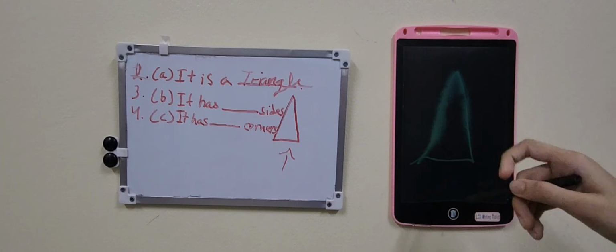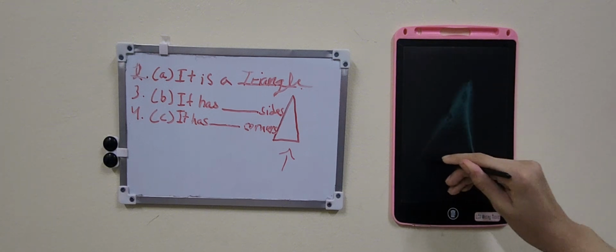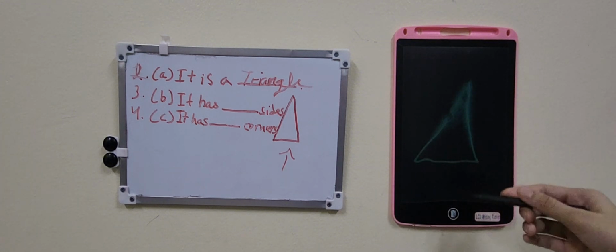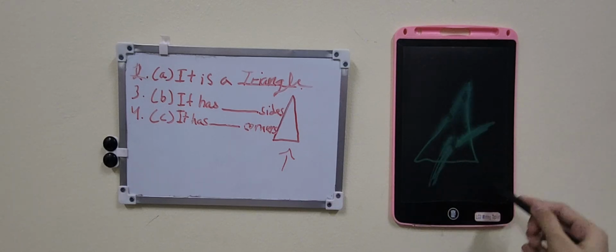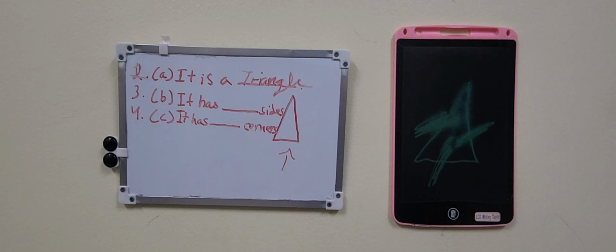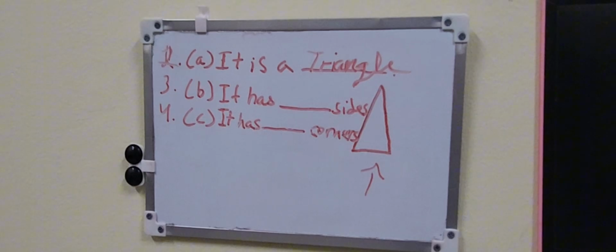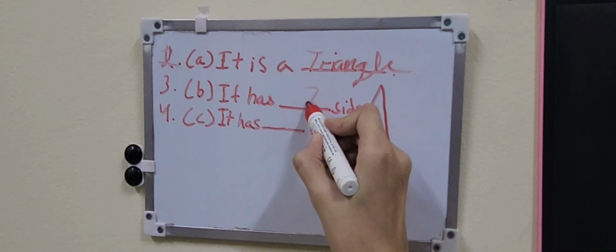So here we have a triangle, or we could draw it more neatly. So here we have a triangle. We're going to count the sides. This is side 1, side 2, and side 3. So basically it has 3 sides. So over here we can write 3 sides.